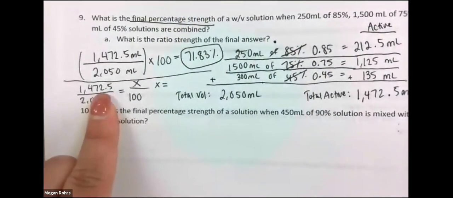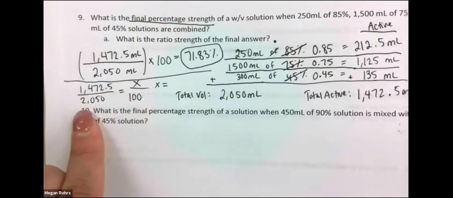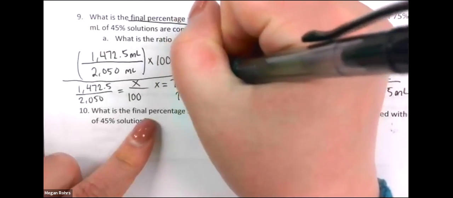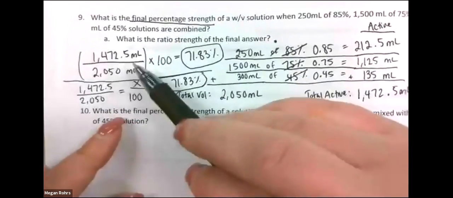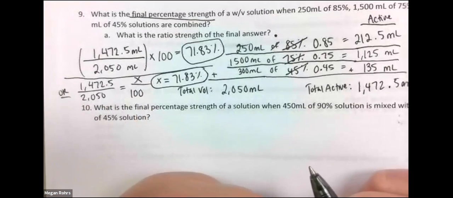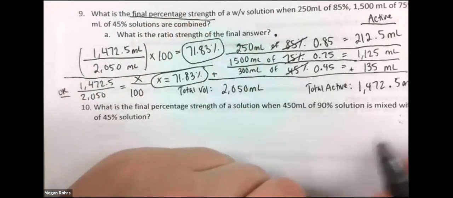Or you can do it this way. We're just taking 1,472.5 times 100 and then dividing that by 2,050 still gives us the same answer. So whichever way you prefer, you can do it this first way or the way that we're used to solve for percentage strength, okay? So that is the final percentage strength of the solution.